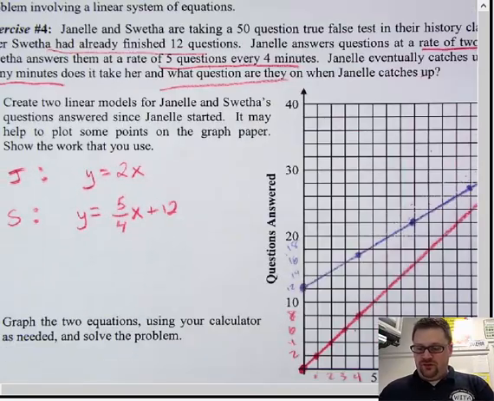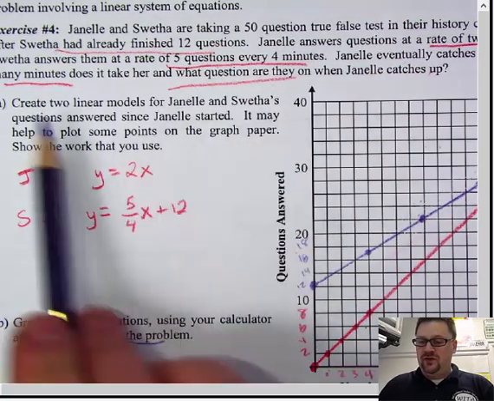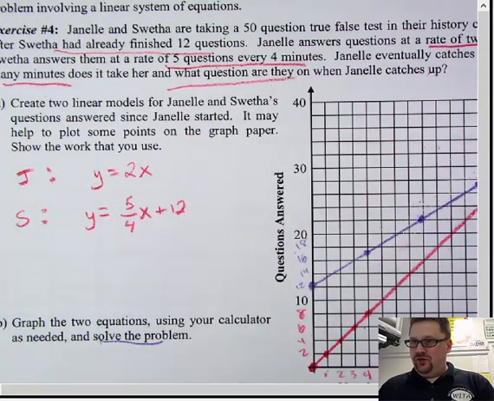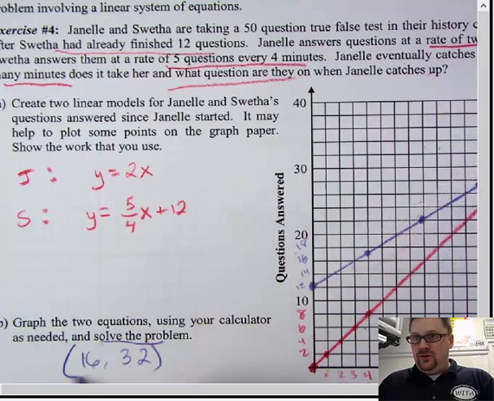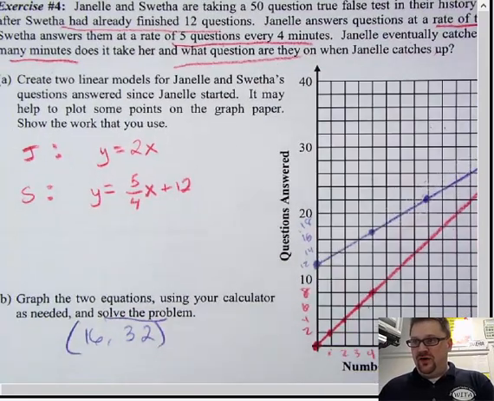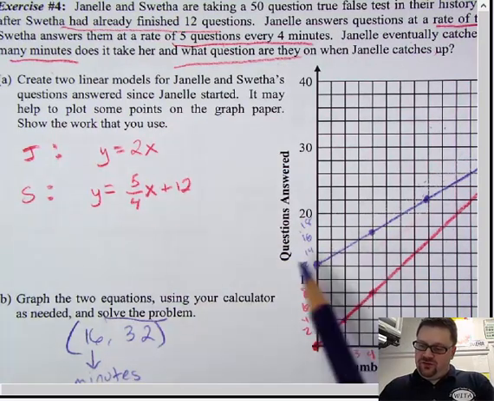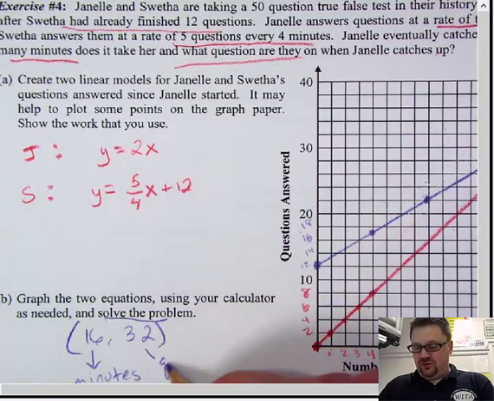Graph the two equations and solve the problem. Well, the original problem was to find out how many minutes does it take her and what question are they on. Well, this is the point (16, 32). The 16 is the x value, which stands for the number of minutes, so it's 16 minutes. 32 is the y value, which is the questions answered, so they're on question number 32.